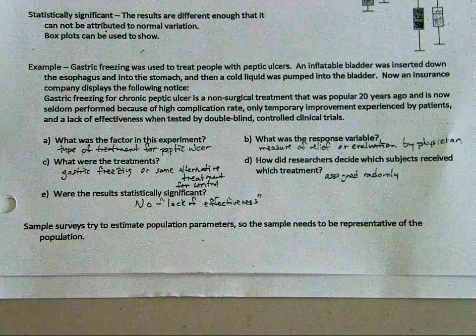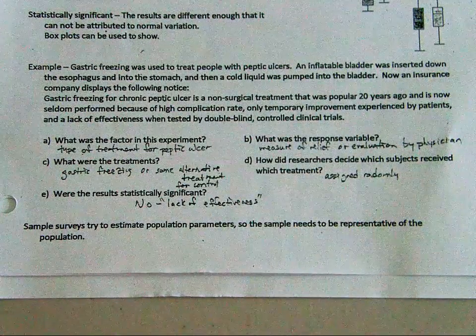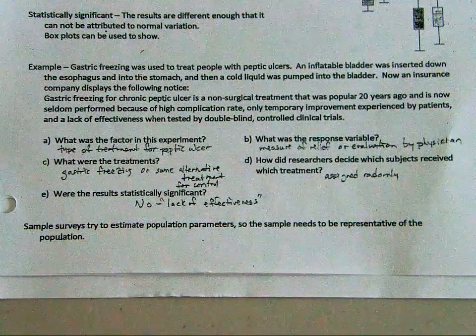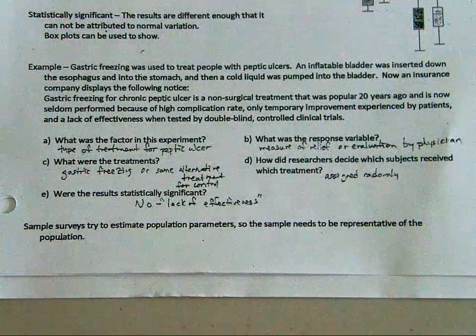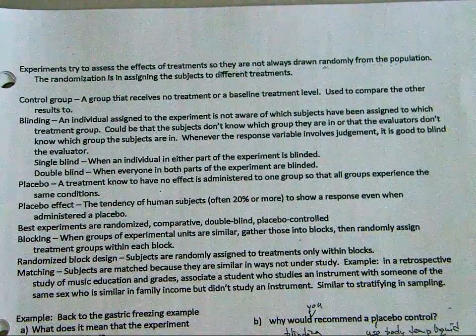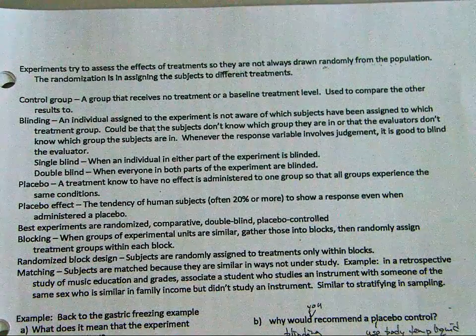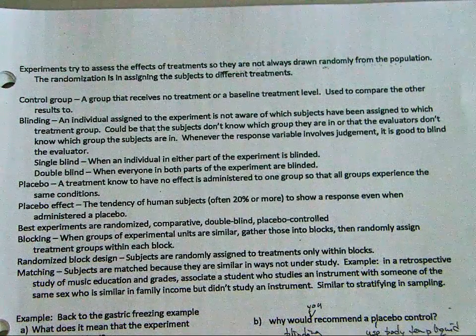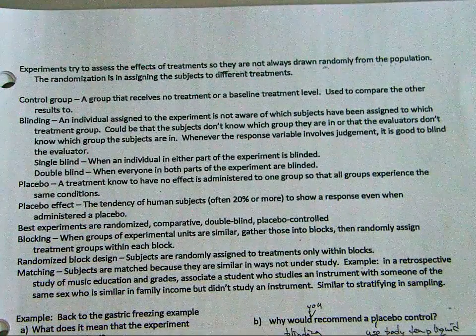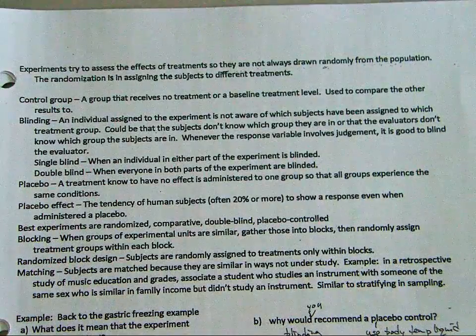We talked in the last chapter about sample surveys. That's mentioned here. To try to estimate your population parameters, you do sample surveys, and your sample needs to be representative of the population. Here again, talking about experiments, they're trying to assess the effects of treatments so that they're not always drawn randomly from the population. The randomization is in assigning the subjects to different treatments. That's the important thing, assigning the subjects to different treatments.